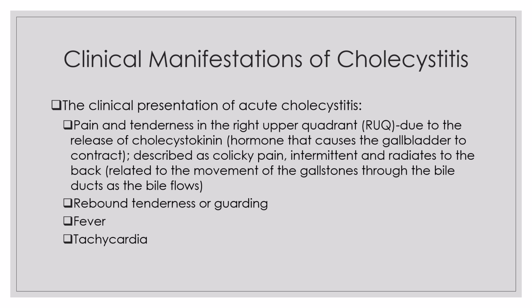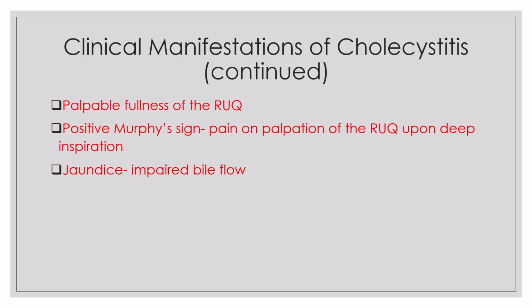Rebound tenderness or guarding is another clinical manifestation. Fever and tachycardia. So, ladies and gentlemen, listen up, and then listen up one more time. There will be a palpable fullness of the right upper quadrant. And also, there will be what we call a positive Murphy sign. A positive Murphy sign is pain on palpation of the right upper quadrant upon deep inspiration.